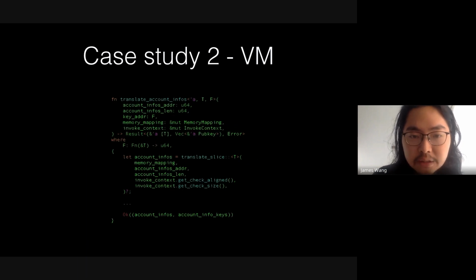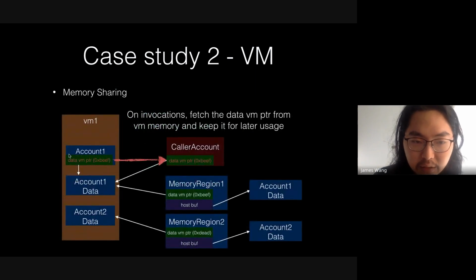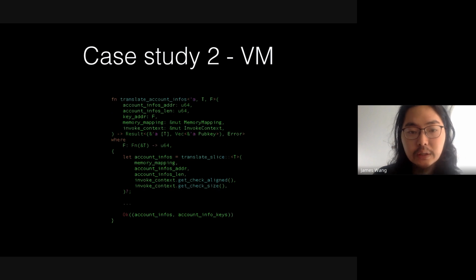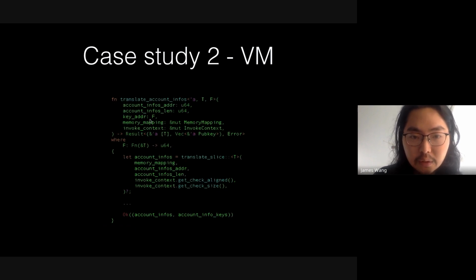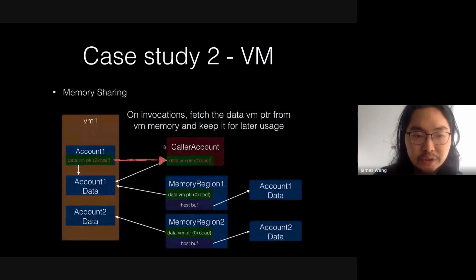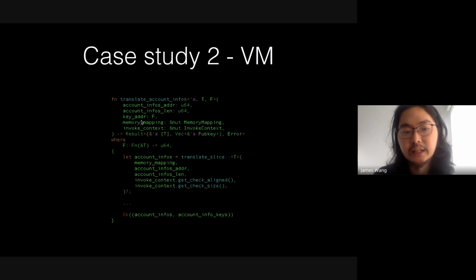These are probably not that important. This is the code responsible for taking the virtual memory pointer and storing it on the host. So I'm just going to go through it. Here, we translate the account infos, which is the account structure in the virtual machine. We translate it and get the host address of where those are stored on the host.